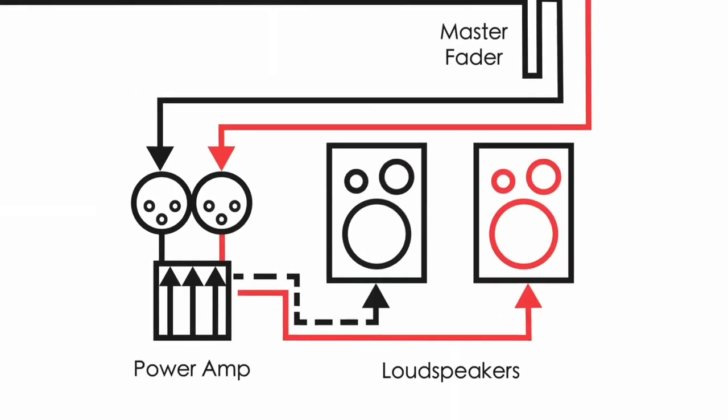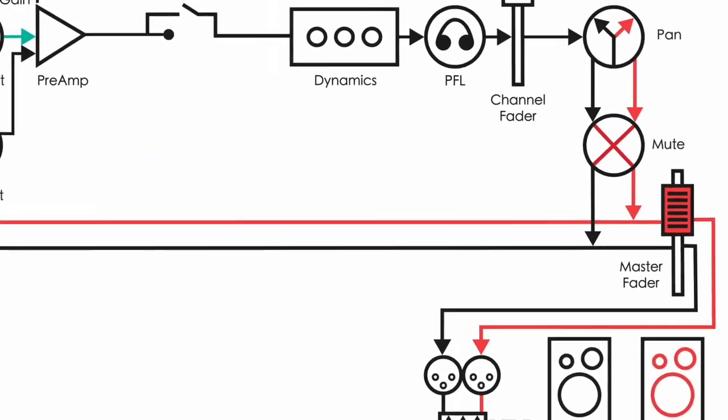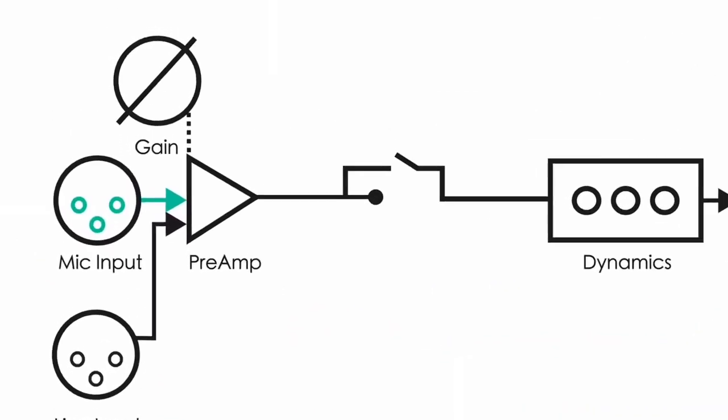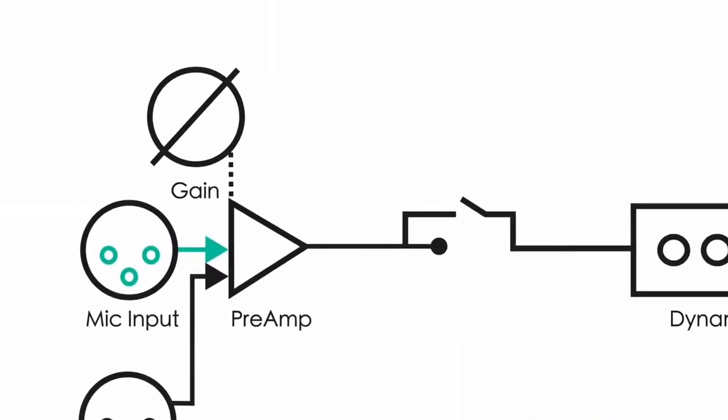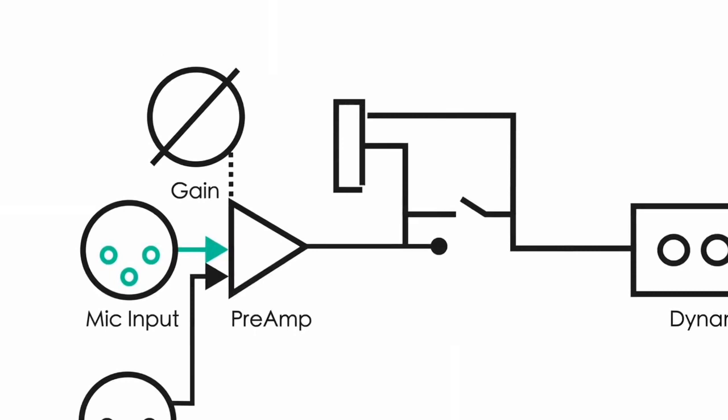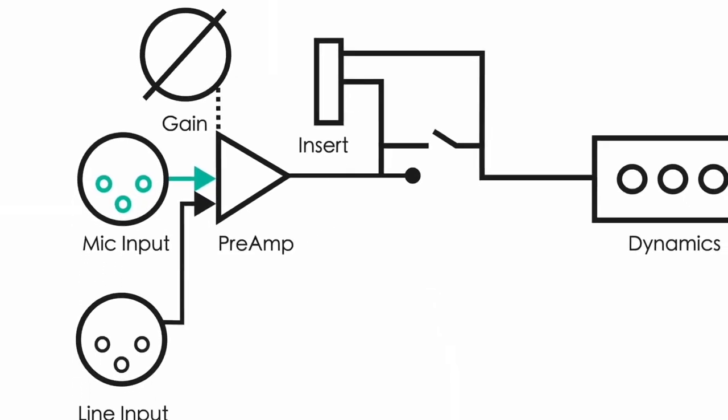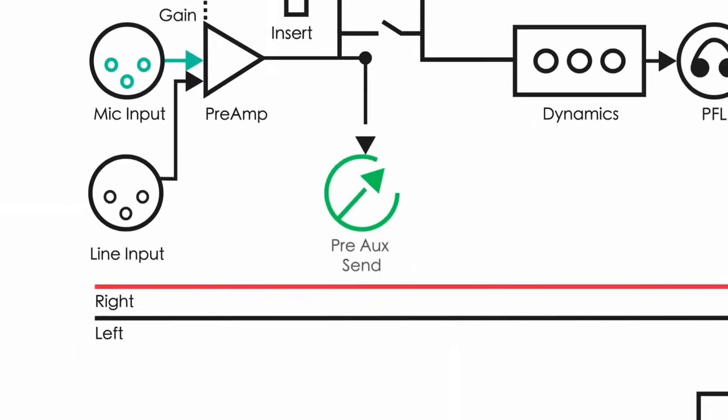There are several side paths your signal can take from the main path as well, so let's jump back to the PreAmp. After the PreAmp comes the insert, where the signal can be routed through an external effect. If there is nothing plugged into the insert, the signal will bypass it. Also at this point, the signal may be routed through a preaux send.